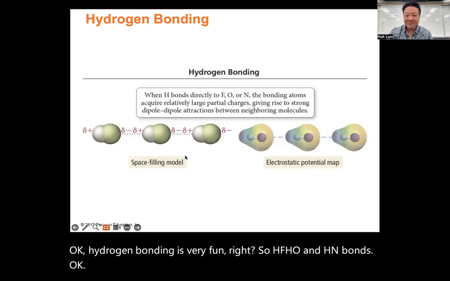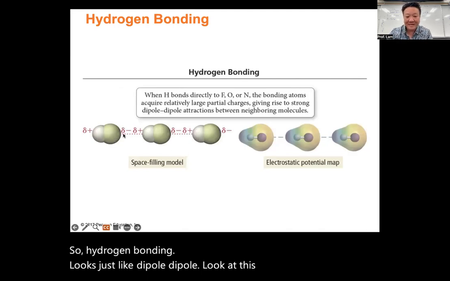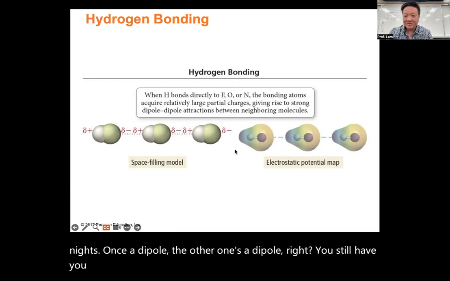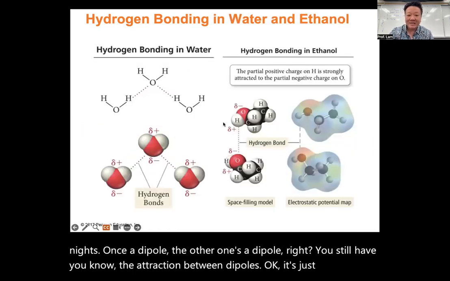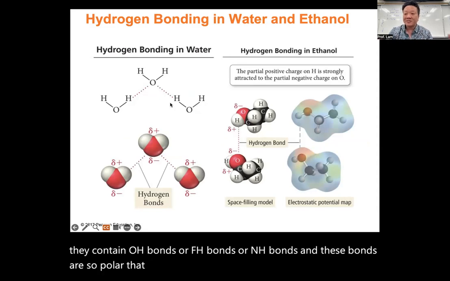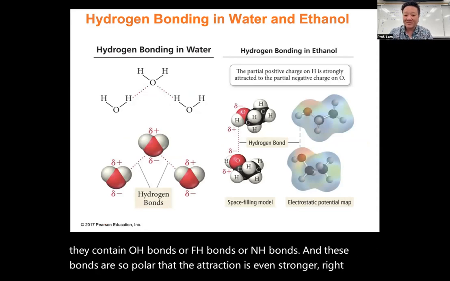So hydrogen bonding looks just like dipole-dipole. Look at this picture. One's a dipole, the other one's a dipole, and you still have the attraction between dipoles. It's just that now they contain OH bonds or FH bonds or NH bonds, and these bonds are so polar that the attraction is even stronger. So the IMF is even stronger.